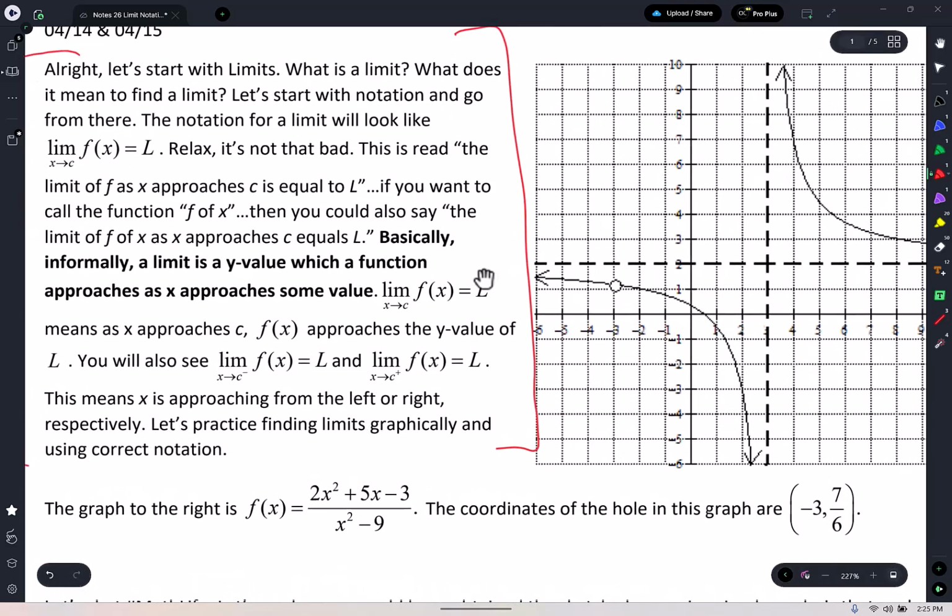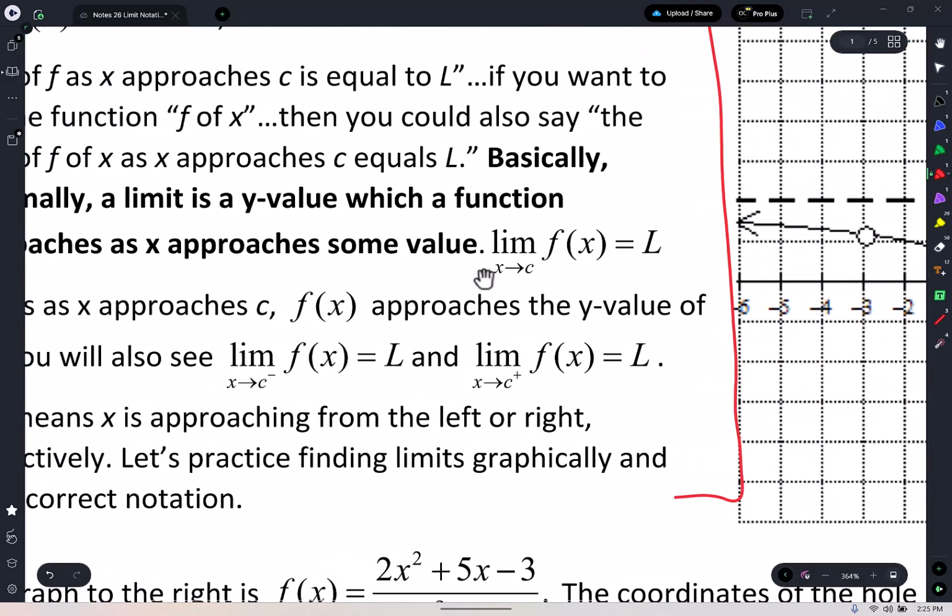Okay, you can stop. All right. So the way you pronounce it, guys, you go limit as x approaches. Notice there's a little minus sign there. Whenever you see that little minus sign, it means I'm approaching that x value from the left. If you see a little plus sign, it means you're approaching that x value from the right. So that's all it means. And don't worry, we're going to practice.